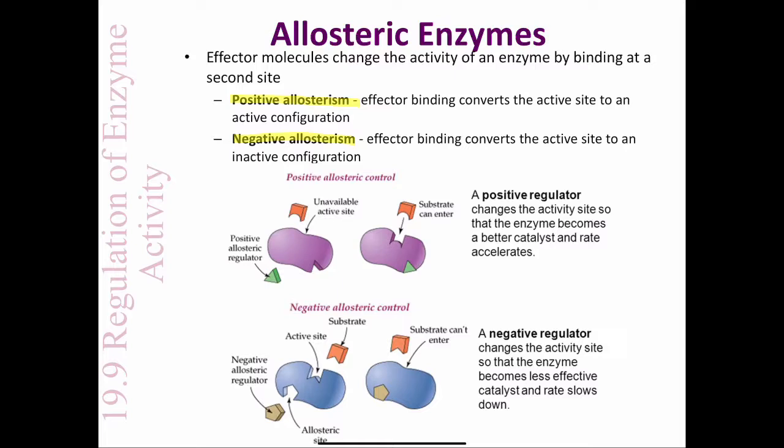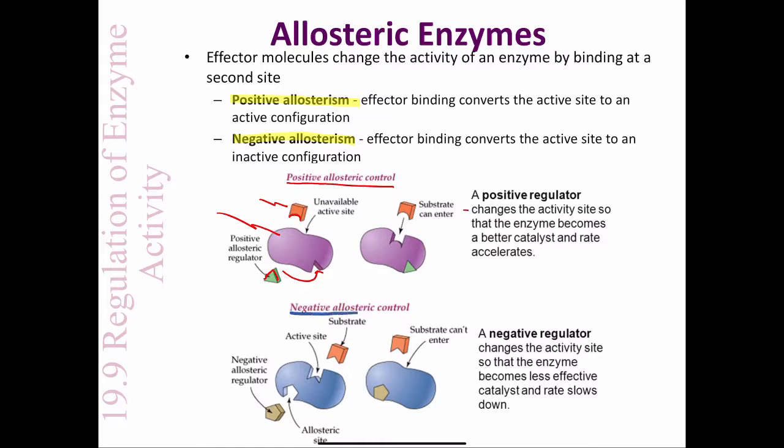So if we start by looking at positive allosterism, you can see that we have our big purple enzyme here, and you can see that the active site is unavailable for the substrate. You can see that the shape or the topography of the substrate doesn't match that of the surface of the enzyme. But what happens is there's an allosteric site in the molecule, and this is where the effector molecule can come in and bind. And you see how the effector molecule is going to bind in that allosteric site. But what it does is that it changes the conformation of that active site. So it changes the active site so that the enzyme becomes a better catalyst and the rate accelerates.